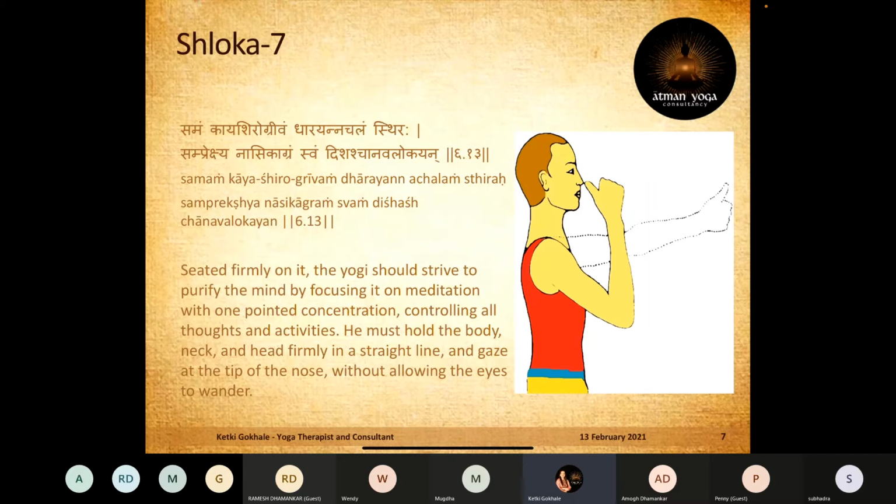So, one of the best techniques in order to bring that one pointedness or focus in our mind is through pratyahara. So in Ashtanga Yoga also, after practicing asana and pranayam, once you are very well established in asana and pranayam, then comes the stage of pratyahara, which is withdrawal of senses. And it begins with two types of main gazing styles, and one of them, which is mentioned in this shloka, is Nasikagra Drishti, that is fixing your gaze at the tip of your nose.